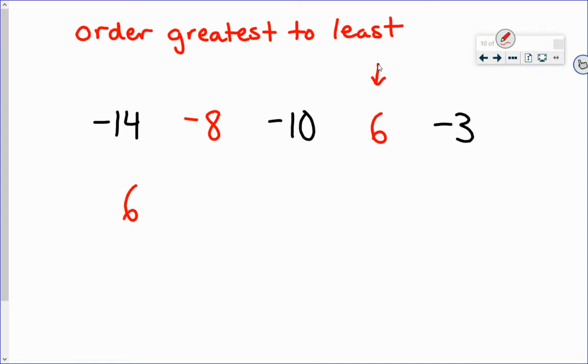Okay. Now, what would be the largest, because this is greatest, negative number? Which one's closer to 0? Negative 3. Then what? Negative 8. Negative 10. Negative 14 is the smallest of these numbers.